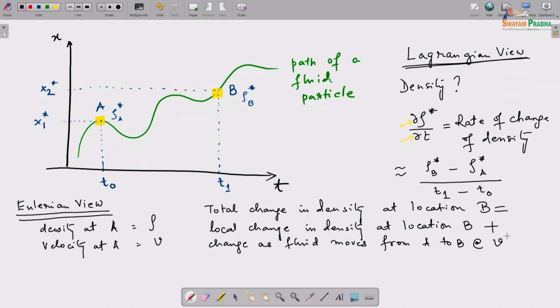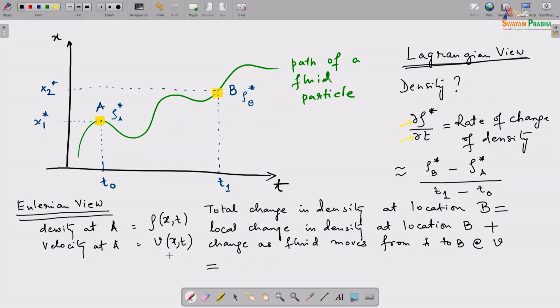So the total change in density here is going to be the local change in density at location B. When I said the density at A is equal to rho and the velocity at A is v, when I wrote that there, what would you suggest I should have also written along with this, to make it more generic? What I should have done is also written this to be x and t.